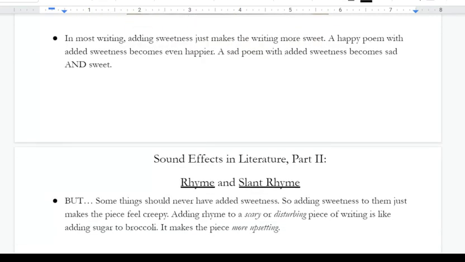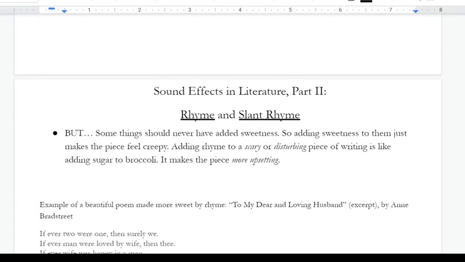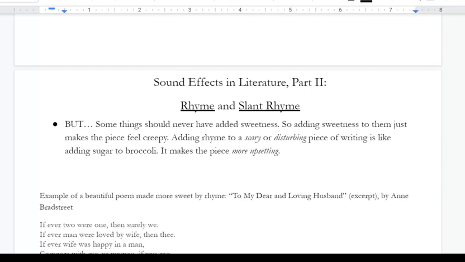So there are, however, some times where a writer adds rhyme to a piece of creative writing, and even though it's adding sweetness, the effect is creepy because there are some things that the human brain just doesn't want to be sweet. Sort of like you don't want sugar on your broccoli or in your gravy. And in a piece of scary or angry writing, you generally don't want sweetness because it's creepy.